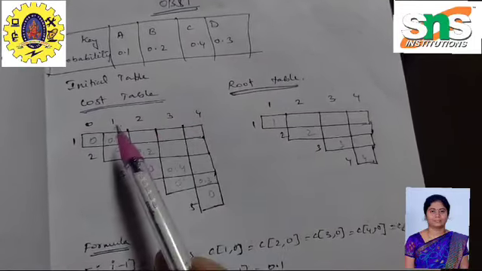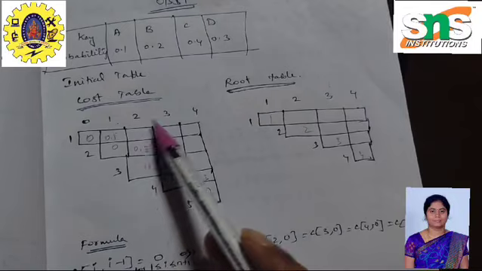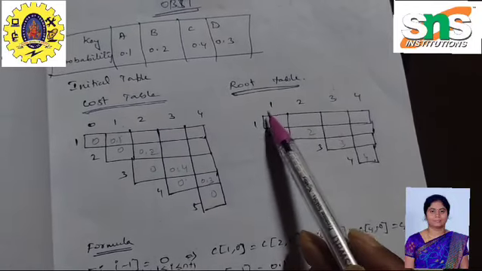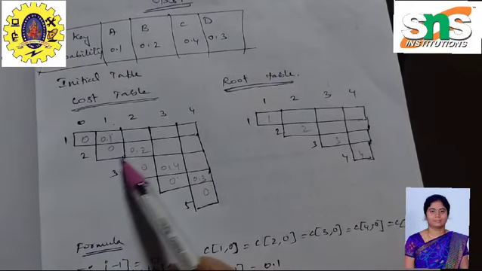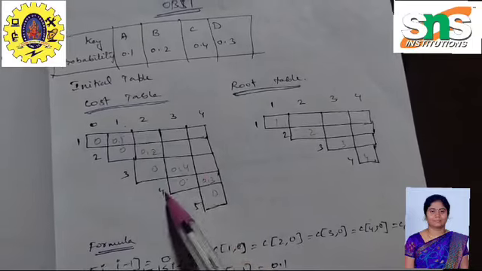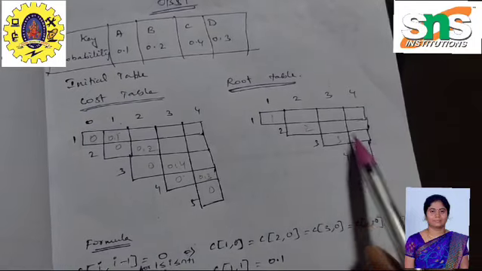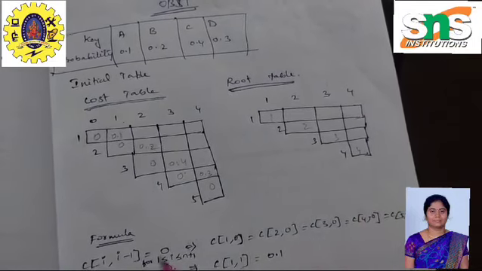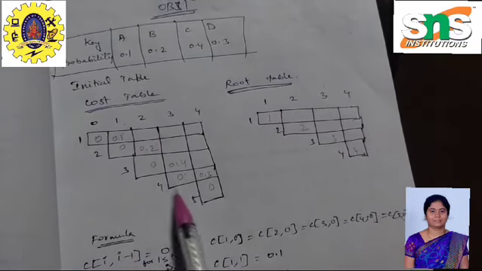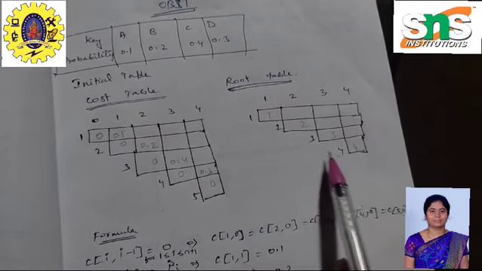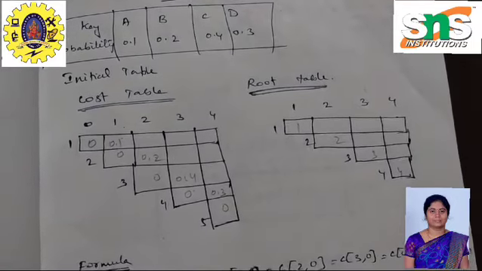So you have 4 nodes, then for the cost table you start with 0 to 4: 0, 1, 2, 3, 4, and for the root table 1, 2, 3, 4. From this you are supposed to draw the lines, and for this also 1, 2, 3 and 4. So this is for the initial stage, and here you number the values 1, 2, 3, 4, 5, and here it is 1, 2, 3, 4. So this is the initial cost table structure for this particular problem.